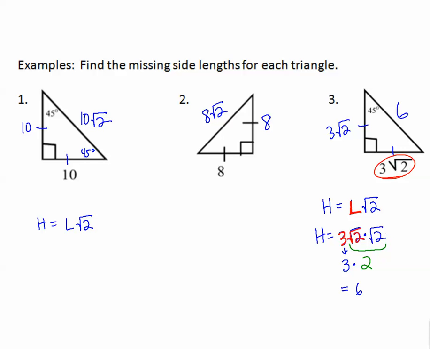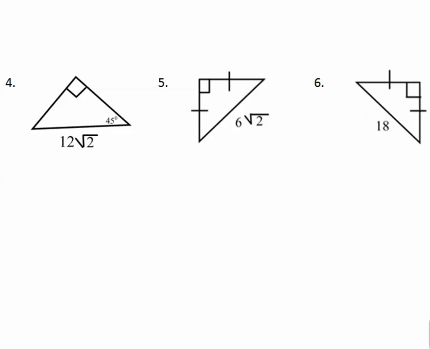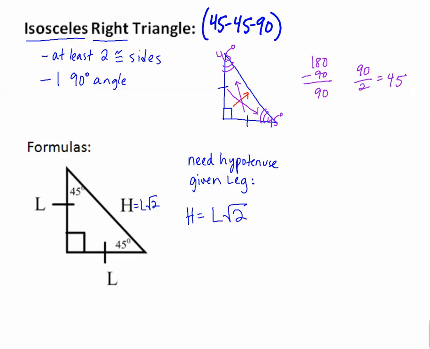Let's look at the examples that follow, starting with number 4. In this one, I see a 45 degrees, so I know this is a 45 degree, therefore I do have the special right triangle, but this time I'm given the hypotenuse. How do I go backwards? Well, let's go back and review our formula. If the hypotenuse is leg times the square root of 2, how do we go backwards? What's the opposite of multiplying by square root of 2? That's right, dividing by square root of 2.